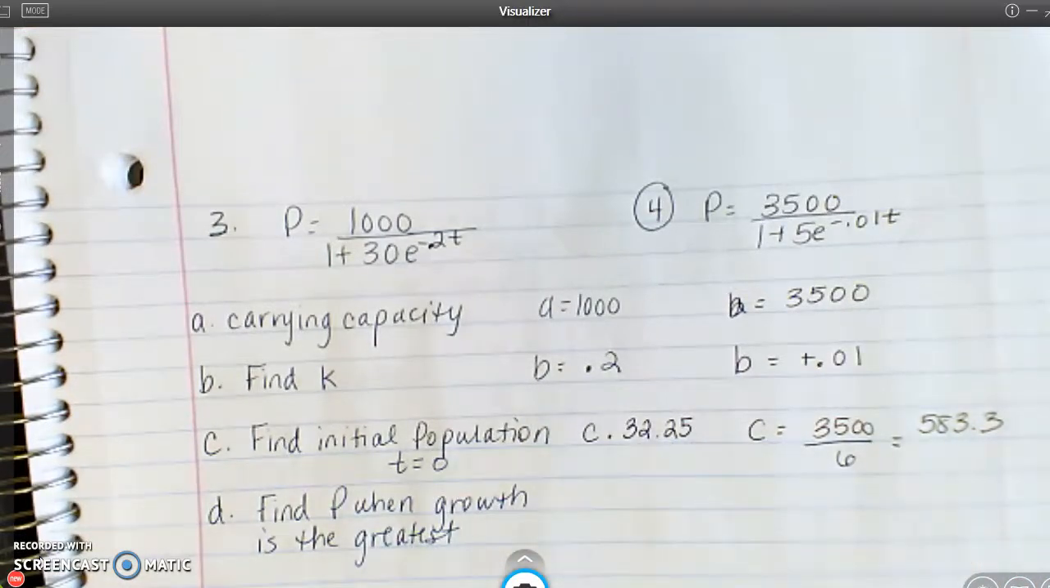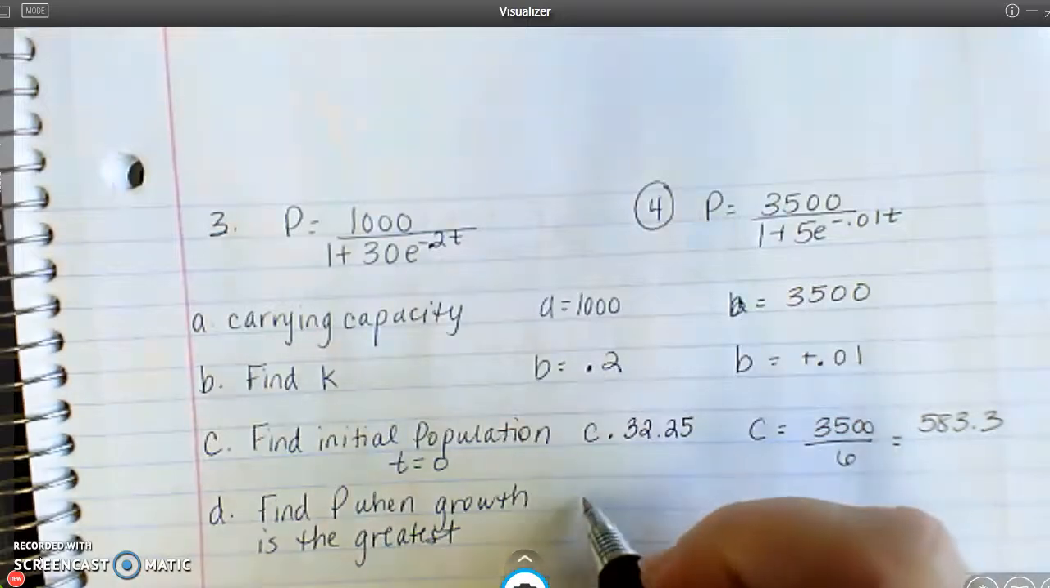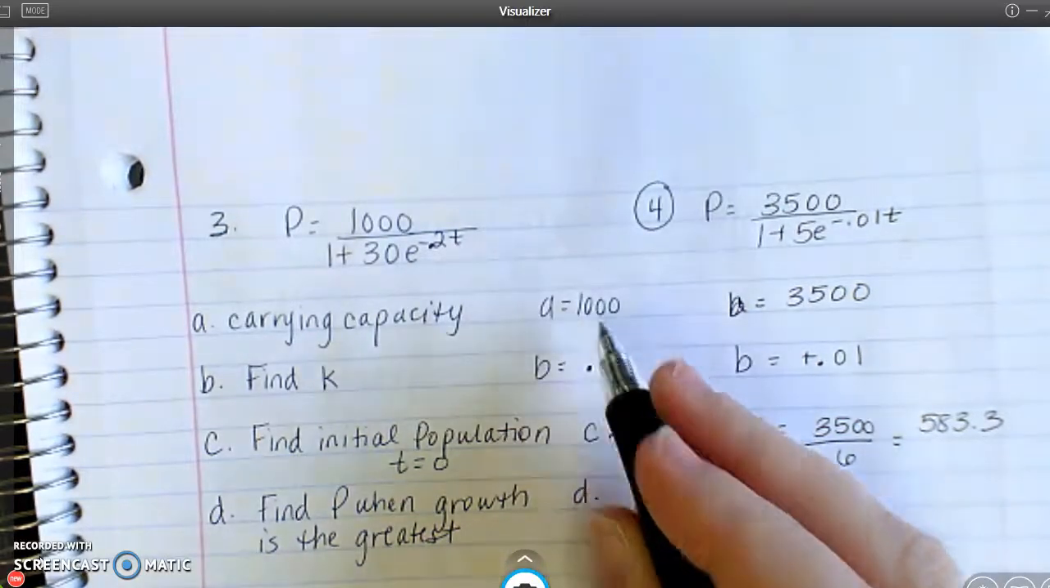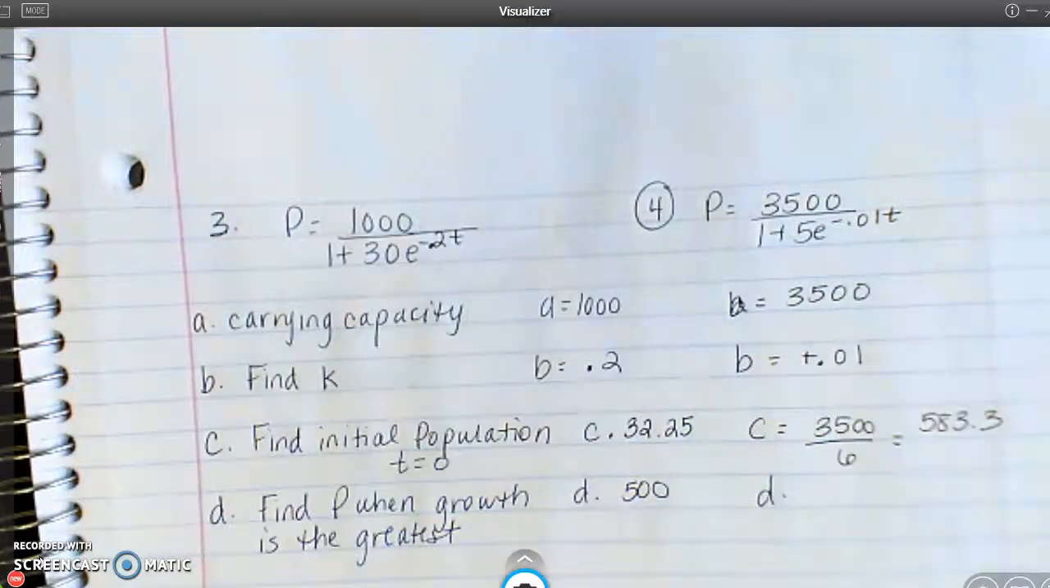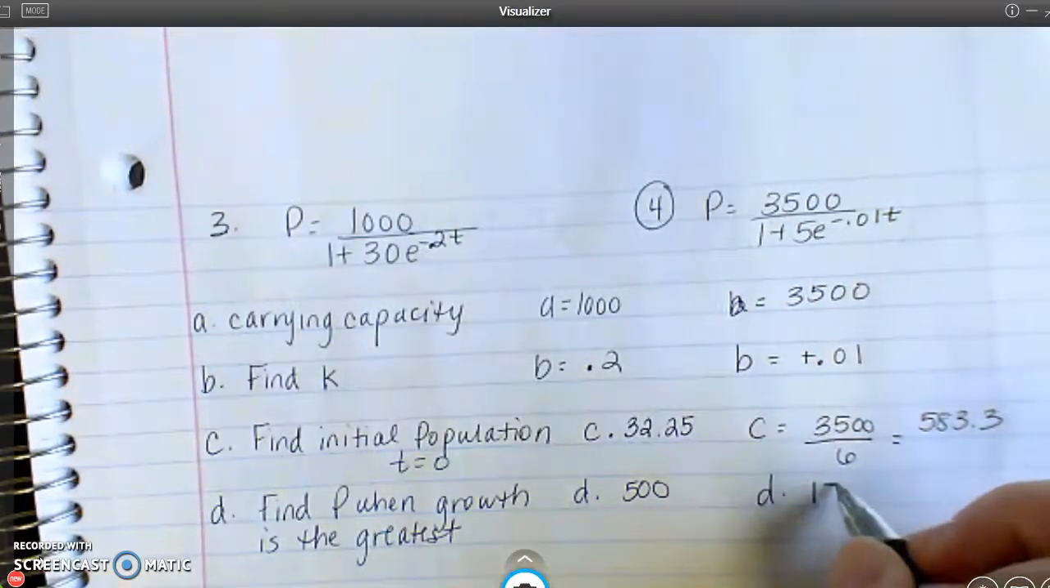D says find P when the growth is the greatest. Remember that the growth is the greatest at the carrying capacity over 2. So for number 3, I take 1,000 divided by 2, so I get 500. For number 4, I get 3,500 divided by 2, which is 1,750.